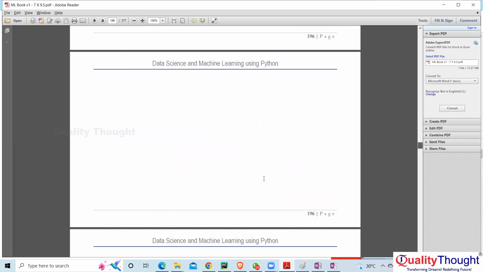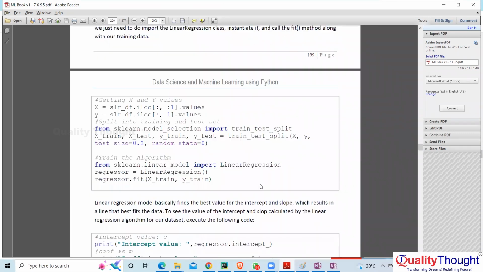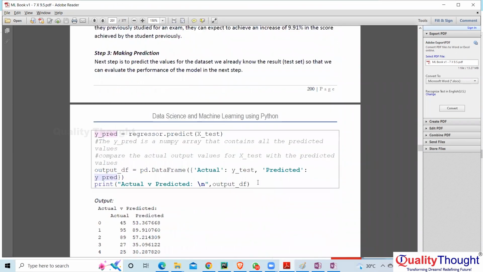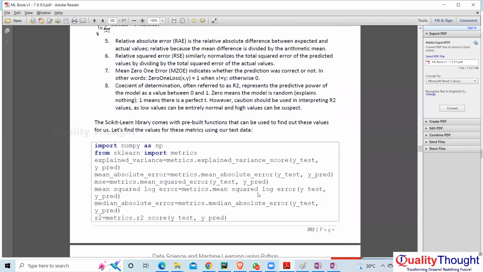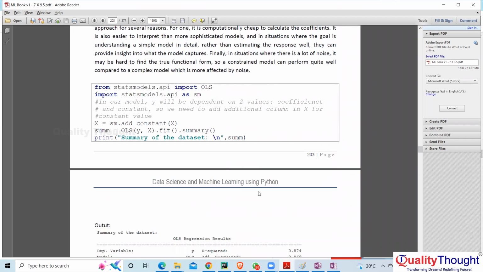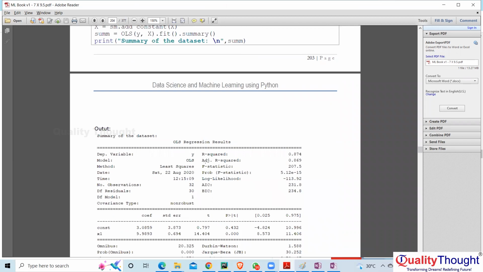So in this case that we were doing, adjusted R square is not at all important for us because we are looking at only one target variable.